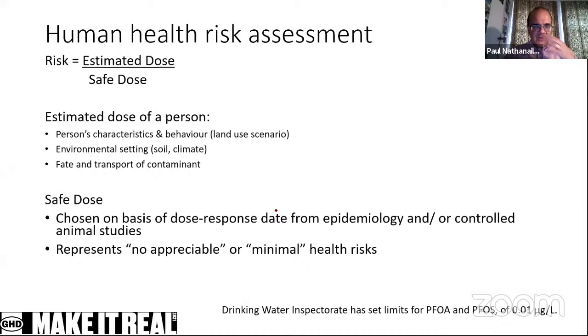And risk assessment from a human health point of view is quite simple. It's what's going in and what would be allowed. So what's the exposure and how much exposure is deemed to be safe? And we know how to do that for contaminants. We've got risk assessment tools to allow us to do that.